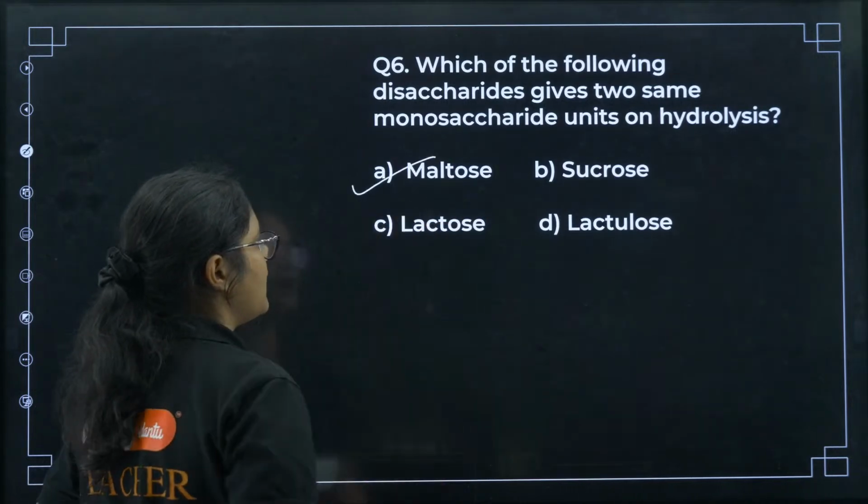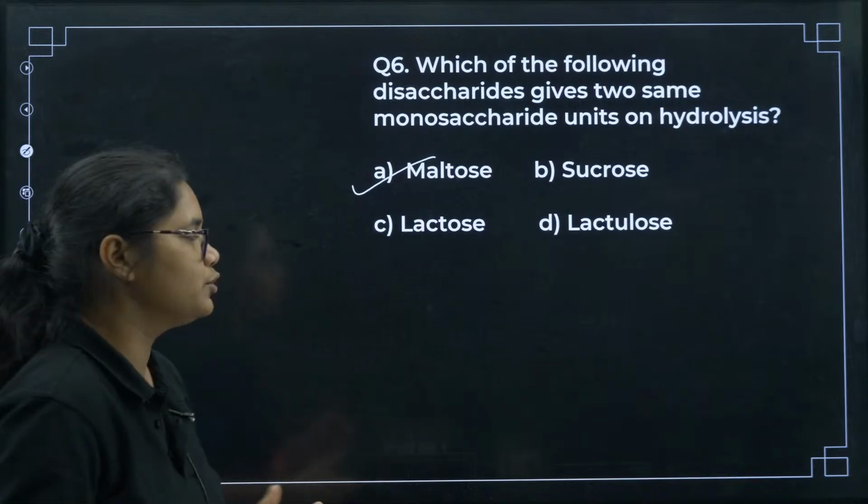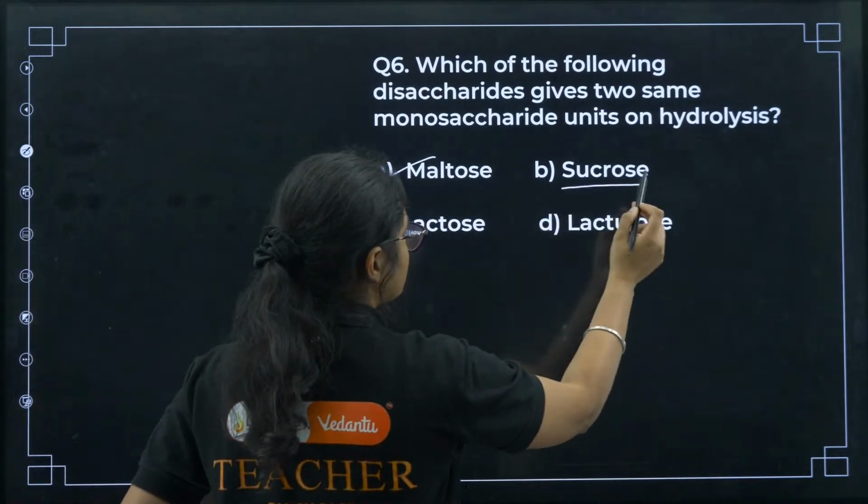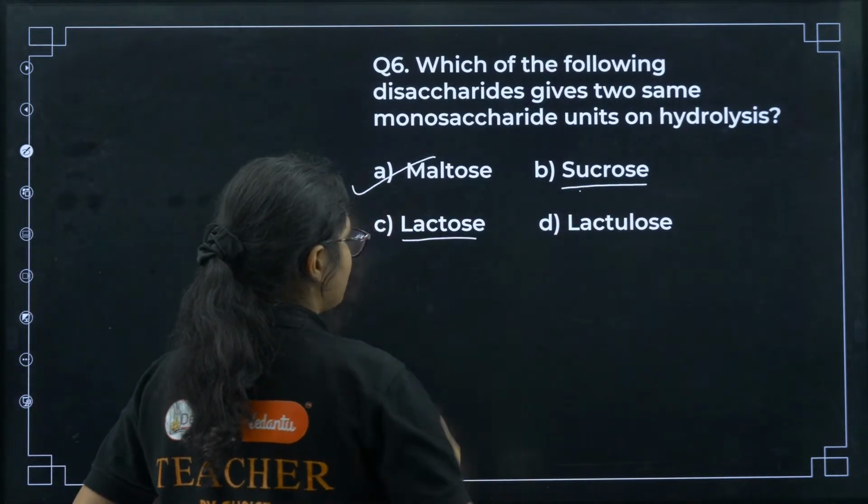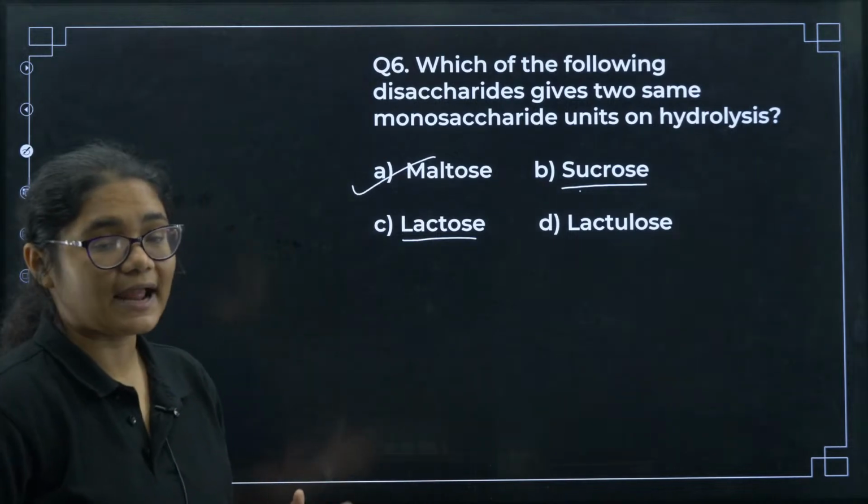6A, very good. Maltose is the correct answer. It gives you 2 glucose units. Sucrose will give you glucose and fructose. Lactose will give you glucose and galactose.